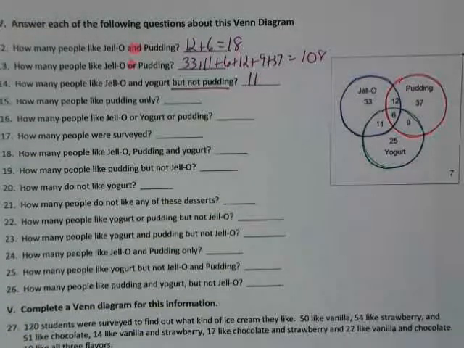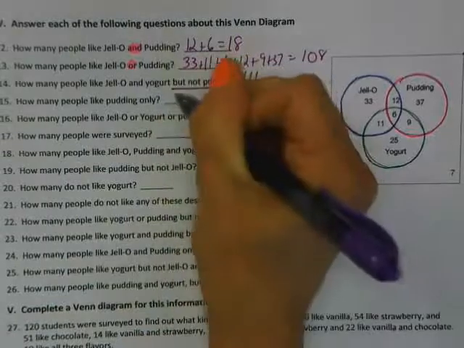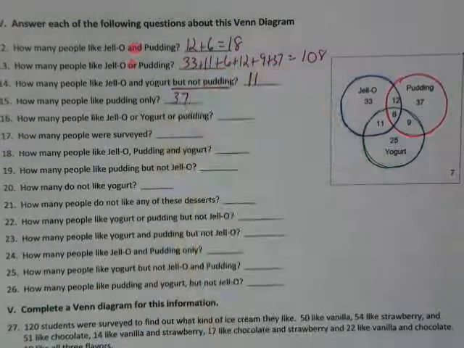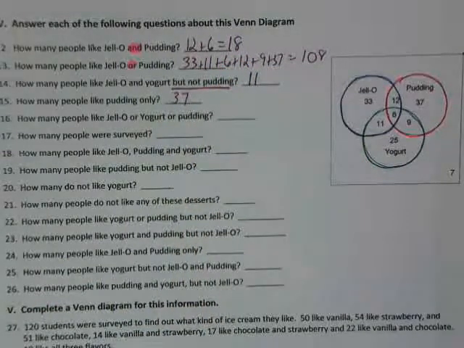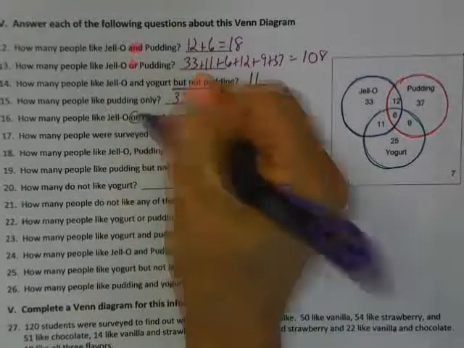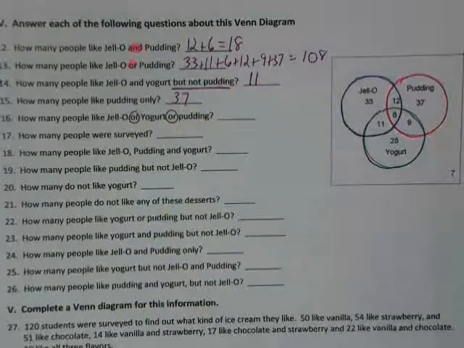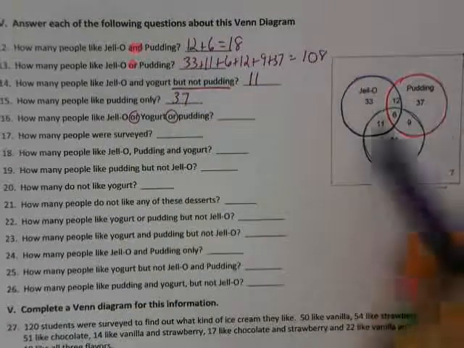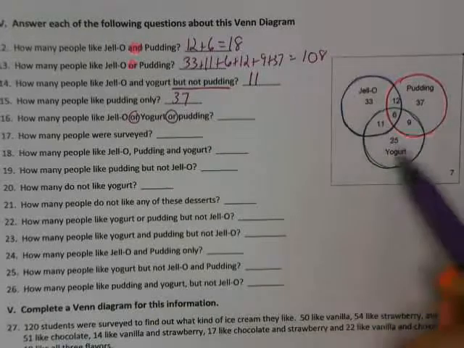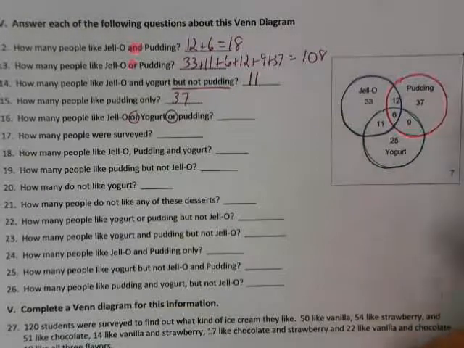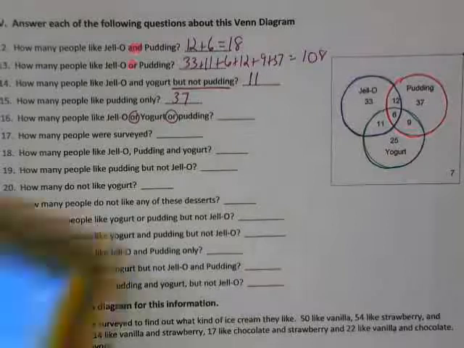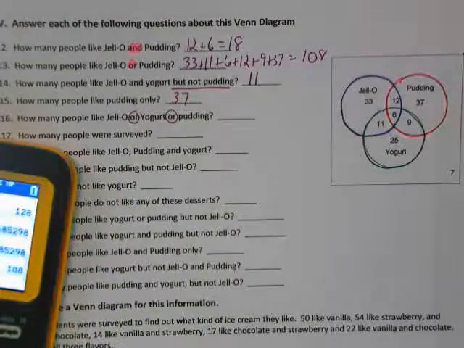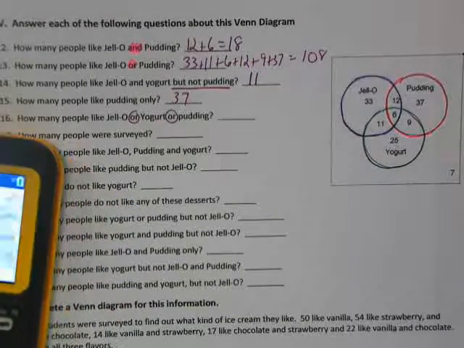How many people like Jell-O or yogurt or pudding? So you're in the blue circle, the pink circle, or the green. So you're going to add up every one of these numbers. And I think you get 133. Because up here we had already added the blue and the pink. I think we only have to add the 25 in.